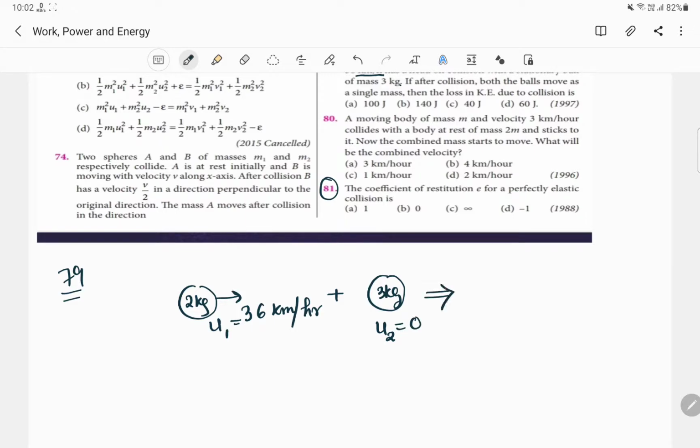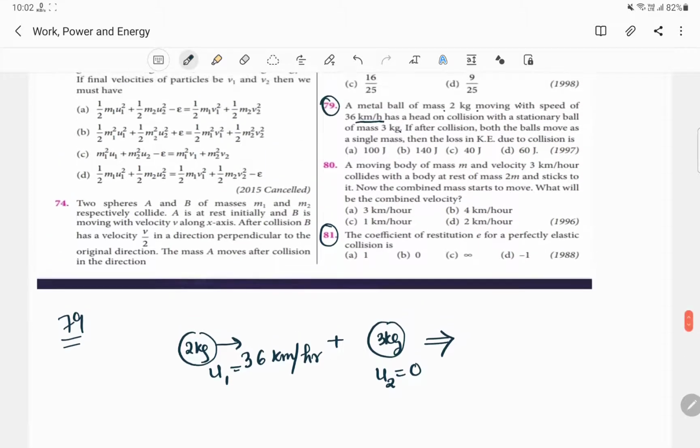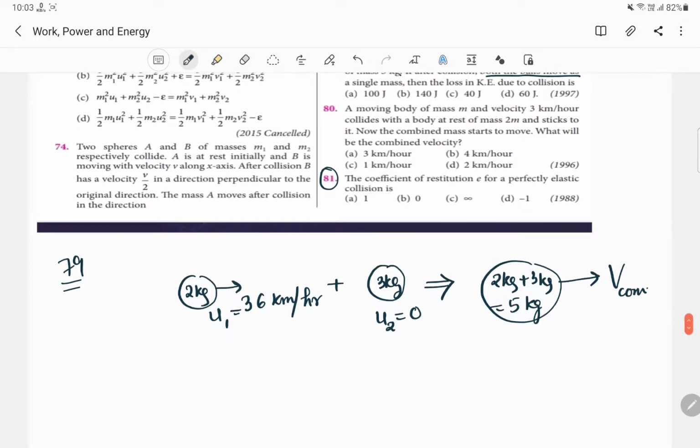And after collision, what is the given condition? The given condition is that both the balls move together as a single mass. That means what will be the total mass? The total mass will be 2 kg plus 3 kg. Altogether we have 5 kg. So what will be the type of collision here? The type of collision will be perfectly inelastic and they move together with a common velocity v common. Let us just find out v common.